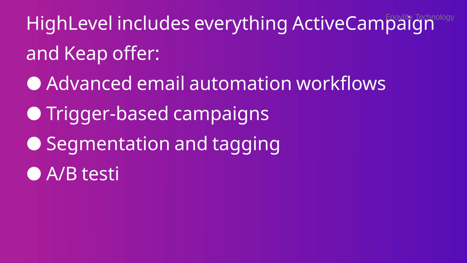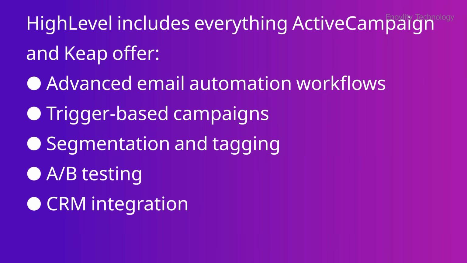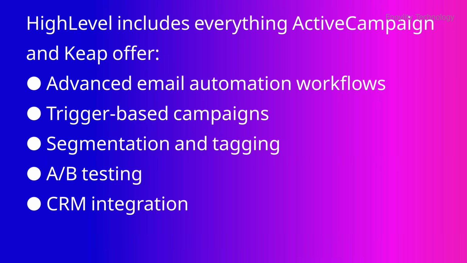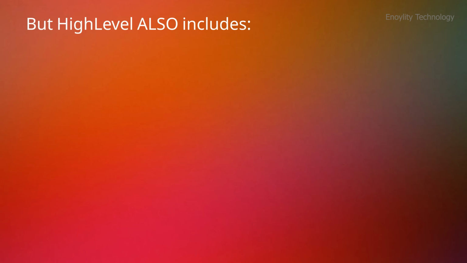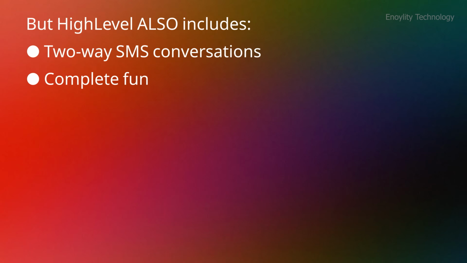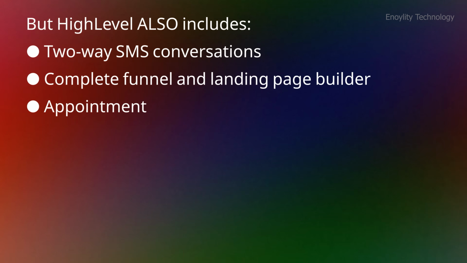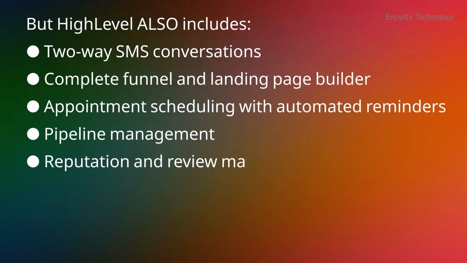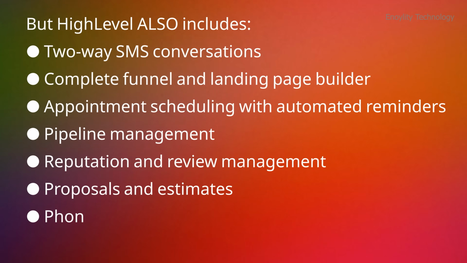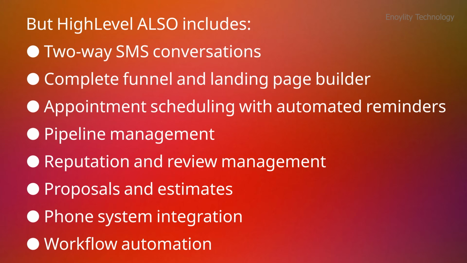HighLevel includes everything. ActiveCampaign and Keap offer advanced email automation, workflows, trigger-based campaigns, segmentation and tagging, A/B testing, CRM integration, but HighLevel also includes two-way SMS conversations, complete funnel and landing page builder, appointment scheduling with automated reminders, pipeline management, reputation and review management, proposals and estimates, phone system integrations, workflow automation with AI, all of that.